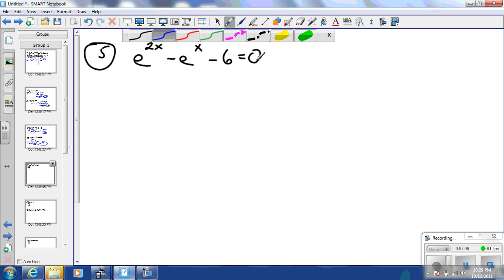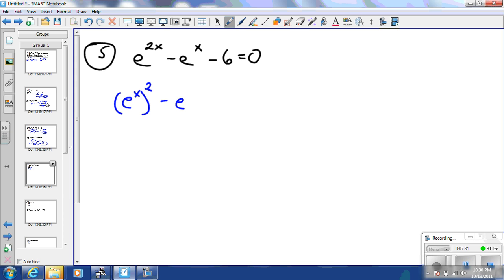Okay, so here we have e to the 2x minus e to the x minus 6 is equal to 0. This is a problem that you will see pop up. Our intention here is for you to recognize this as a quadratic. So I'm going to rewrite this problem as e to the x squared, which is the same thing as e to the 2x. Remember your exponent rules. Minus e to the x minus 6 is equal to 0.